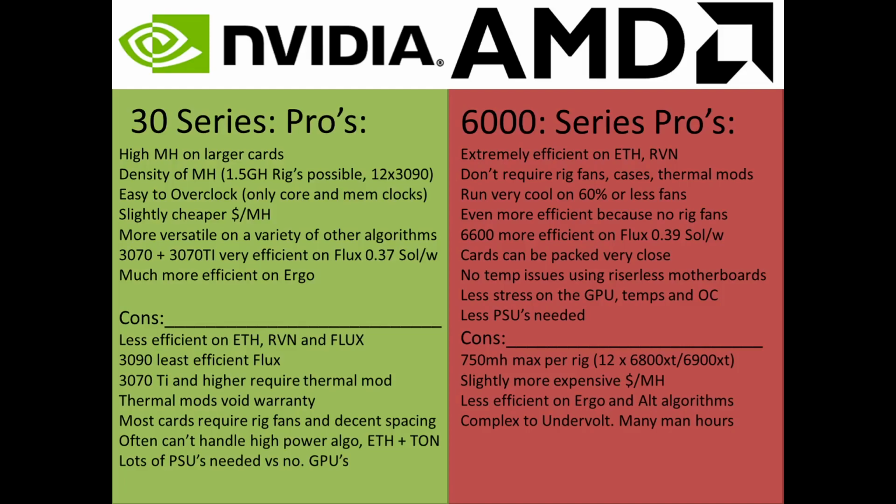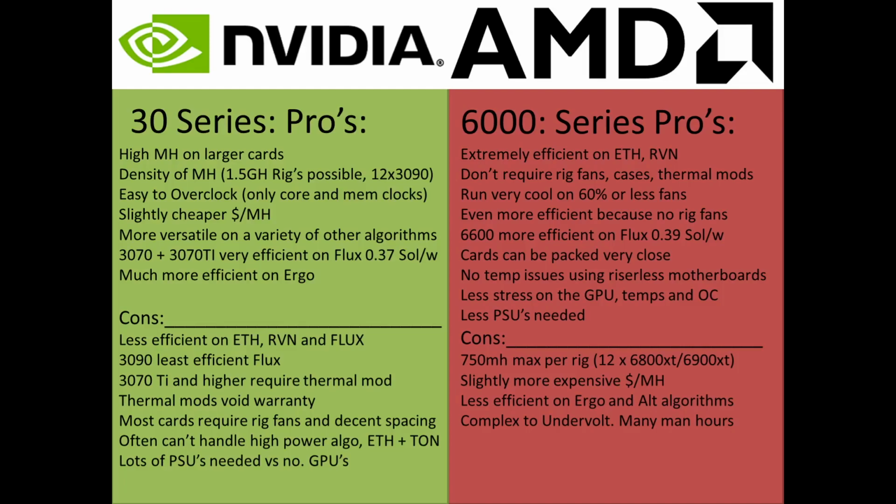Next up, they're less efficient on Ergo and other alt algorithms, so they're not going to be perfect for every single algorithm out there after ETH moves to proof of stake, so you have to consider that.